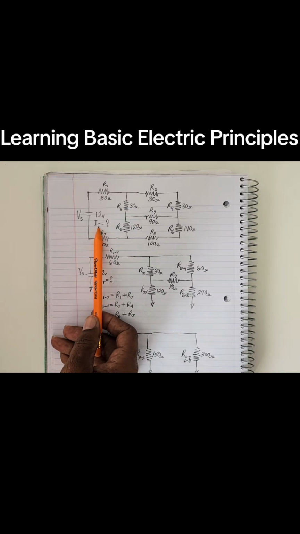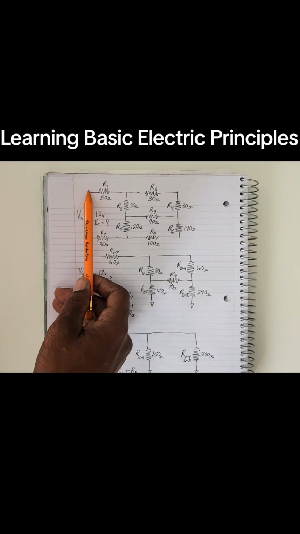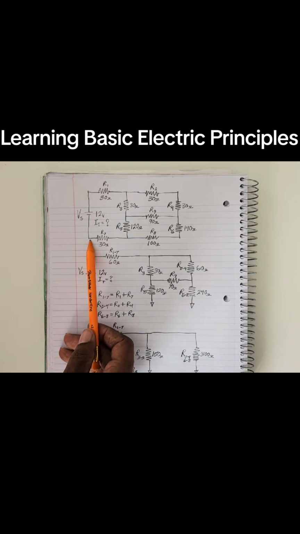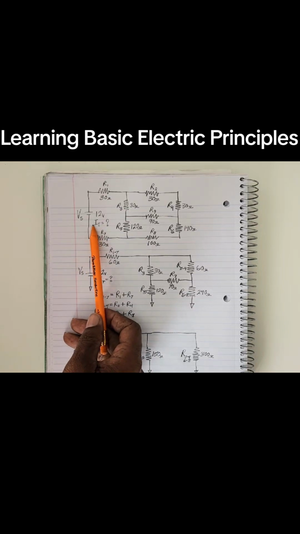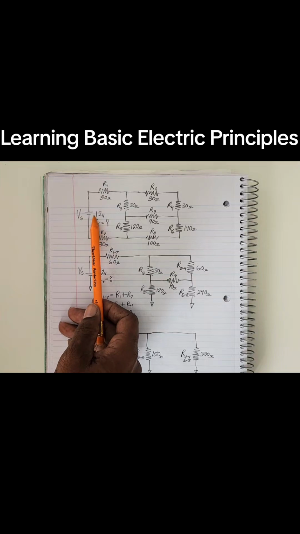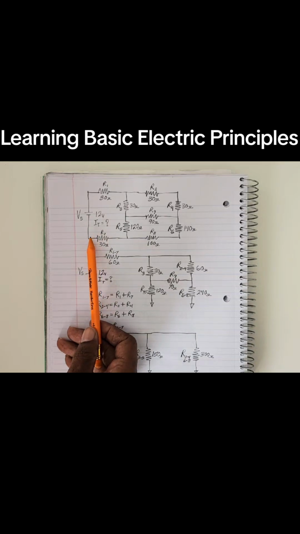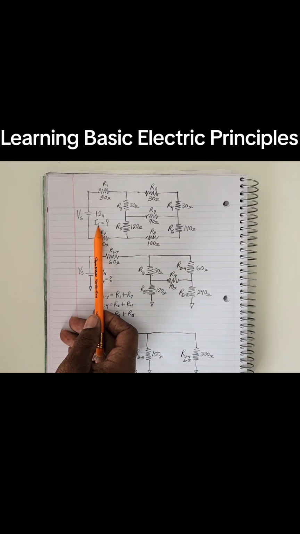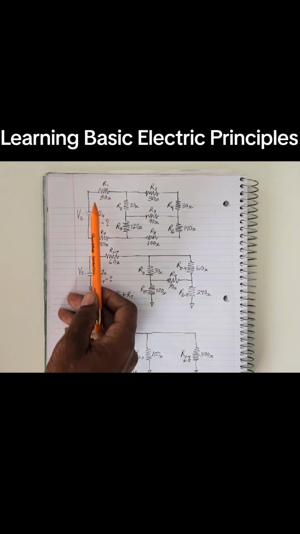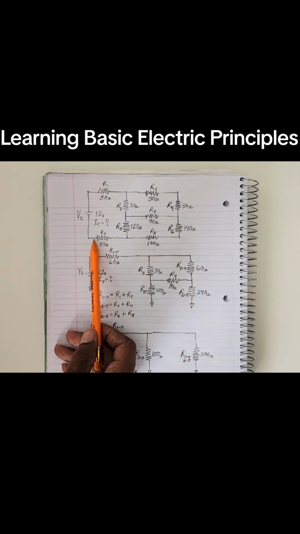So that means you have to figure out what the equivalent resistance is from this point to this point. Once you figure out the equivalent resistance, it's just a matter of dividing this voltage by that equivalent resistance to get the current. But the problem is you have to go through all of this to find out what the equivalent resistance is. So anyway, let's get started here.